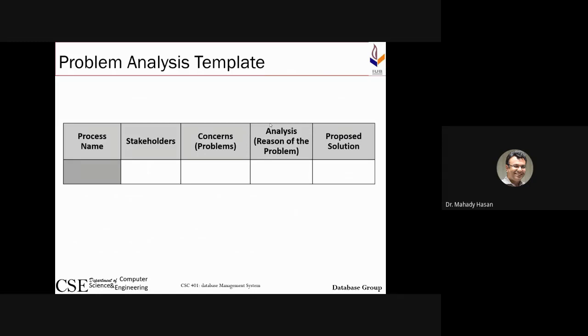Now, process name. What is your first process? Basic data entry. Stakeholders who are involved? Data user and admin. According to our diagram, data user and admin. Very good. Concern. Concern means problems. So is there any problem in the software, in the process? Do you think there is any problem?